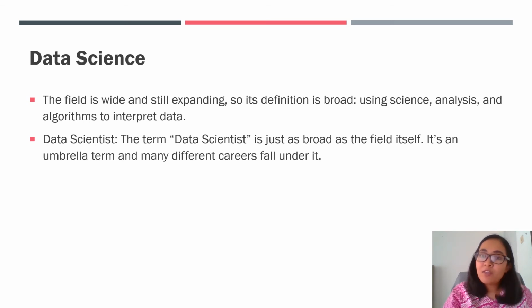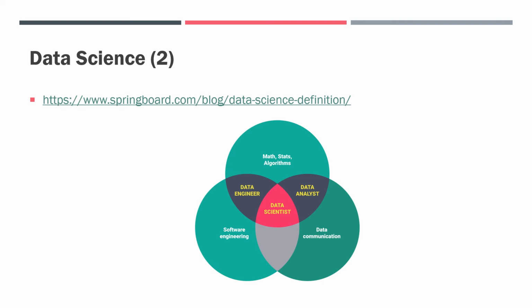If you recall, in the very beginning of my presentation, I said that statistics is trying to turn data into information. In data science, the amount of data we are using is a lot more. There are many different definitions out there. For example, this one describes data science as the intersection between math, statistics, and algorithms with software engineering and data communication.